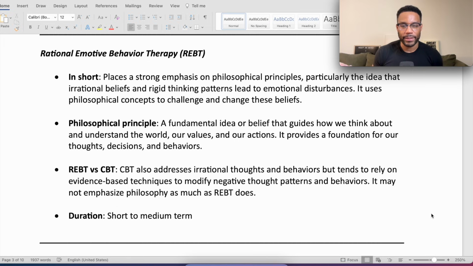And I know some of us are thinking, wait a second, that sounds a little bit like CBT. So REBT versus CBT. CBT also addresses irrational thoughts and behaviors, but tends to rely on evidence-based techniques to modify negative thought patterns and behaviors. It may not emphasize philosophy as much as REBT does. And the duration for REBT, short to medium term. So as we see here for REBT versus CBT, CBT more so relies on evidence-based practice versus REBT that's more philosophical in its approach.